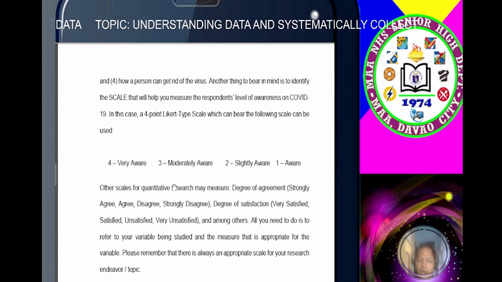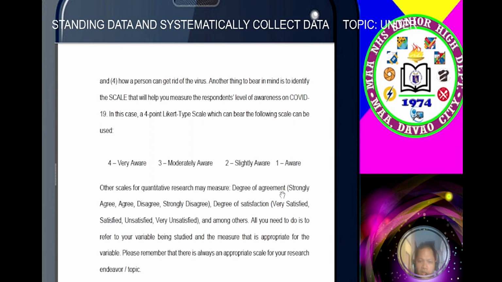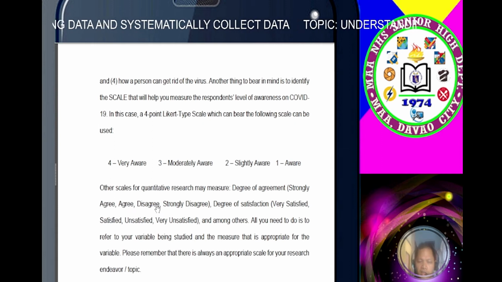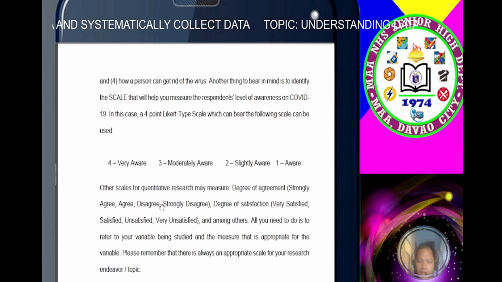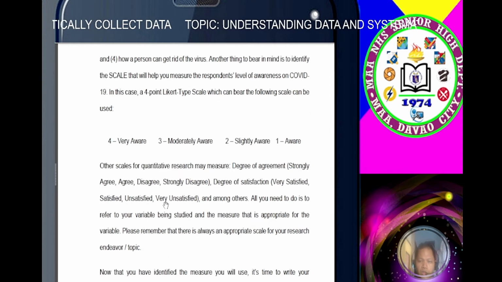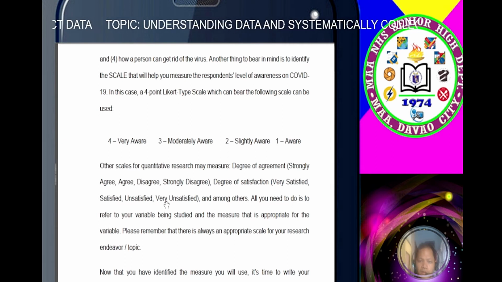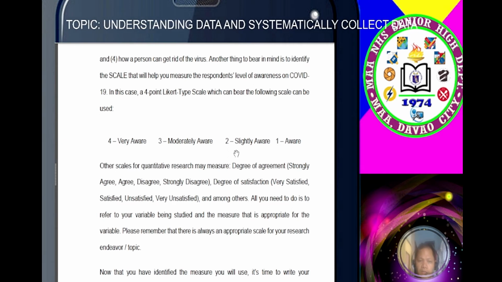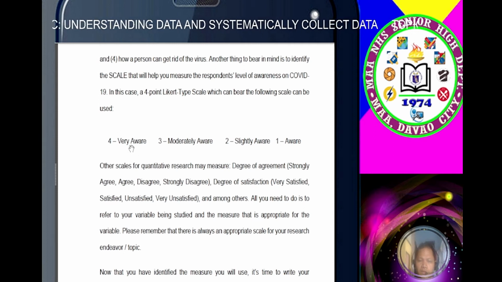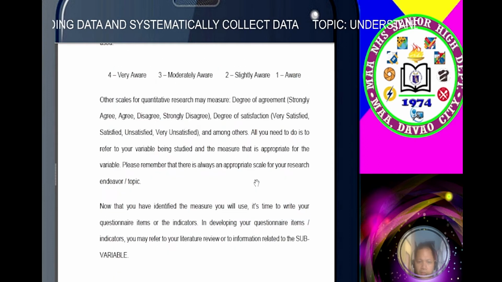So you must decide what you will use here. For example, you have strongly disagree, strongly agree, agree, disagree, etc. You just refer to your variables. Anyway, your research teacher will check it so that you will be guided, and the validators will also comment if your descriptors here are valid.